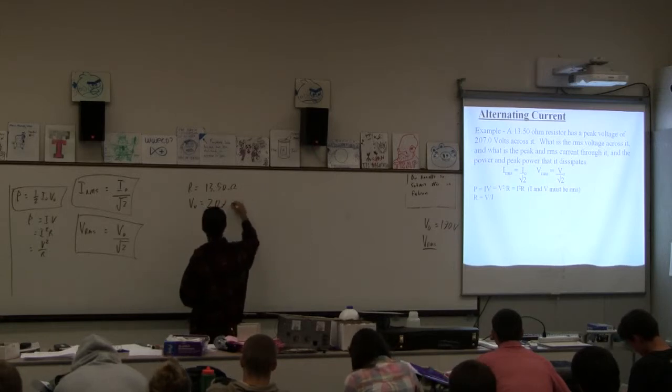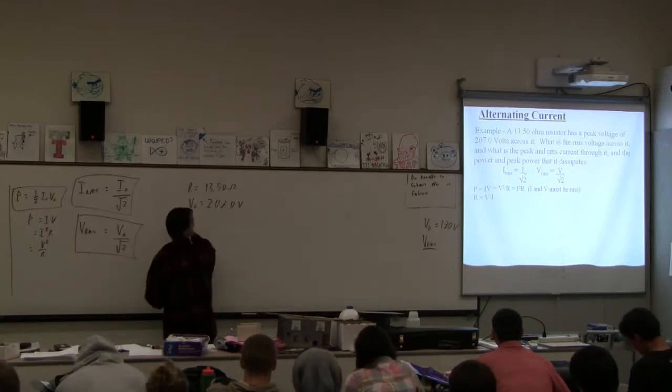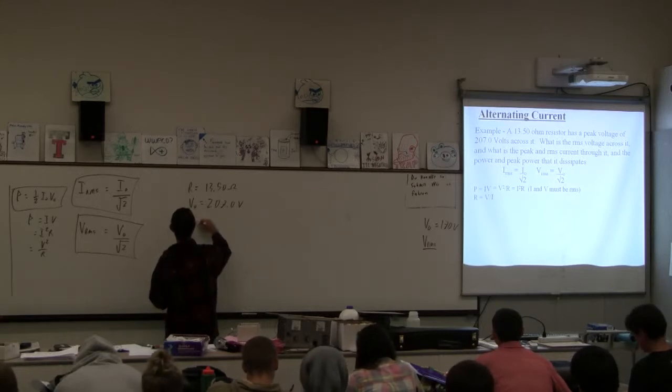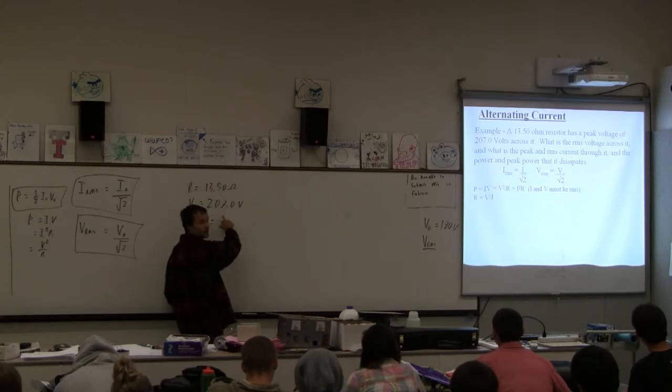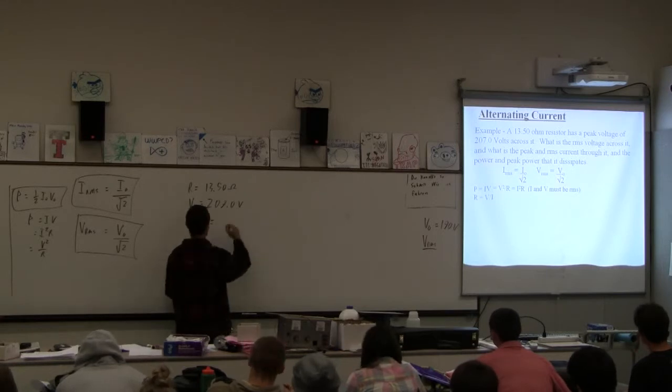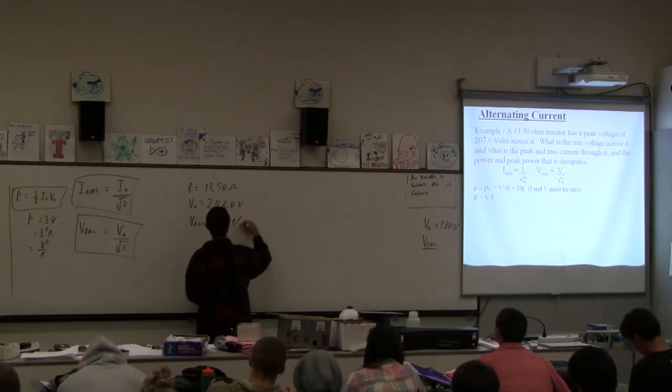The peak voltage is 207.0 volts, and so our RMS, I guess that's the first question, right? What is the RMS voltage? VRMS is less than that, isn't it? I never use the formula. I just know it's less than that. I know it's square root of 2. Square root of 2 is bigger than 1, so we're going to divide by the square root of 2. 207 over the square root of 2.